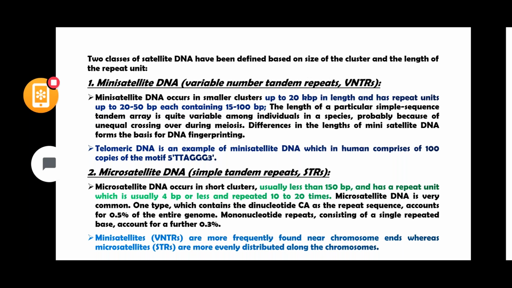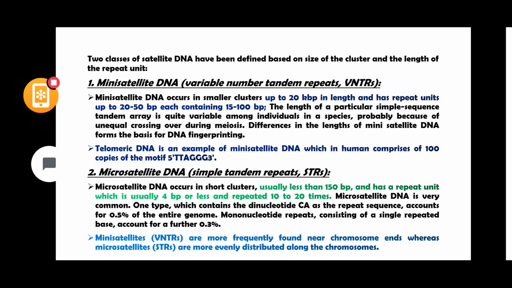So now, based on this density gradient centrifugation, there are two types of satellite DNA. One is minisatellite DNA and another is microsatellite DNA. Minisatellite DNA is also known as variable number tandem repeats, VNTR. This technique is usually used in DNA fingerprinting. And microsatellites are simple tandem repeats which are usually present throughout the DNA.